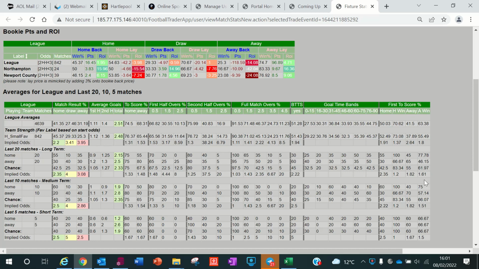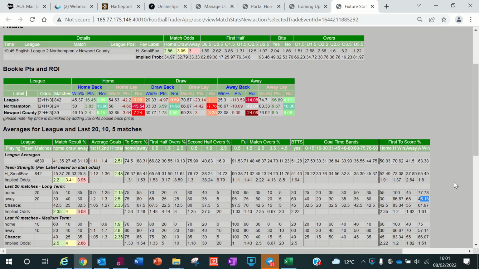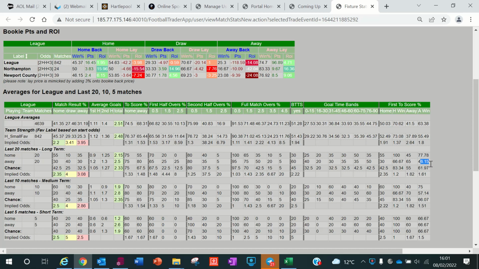So really, Northampton looks like one of these teams. If they score first, they're going to win. If they concede first, they're going to lose. Newport, when the home side scores first, which is 30% of the time, the home side go on to win 66% of the time. Newport score the away goal first 65% of the time, but only win 46% of the matches. That suggests that if Newport score first, you could probably look to oppose them.